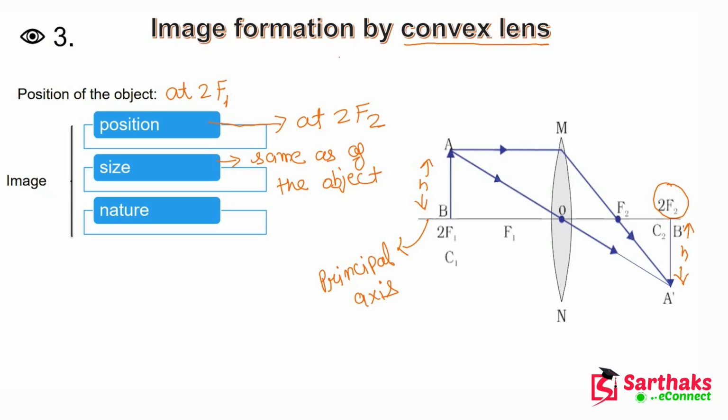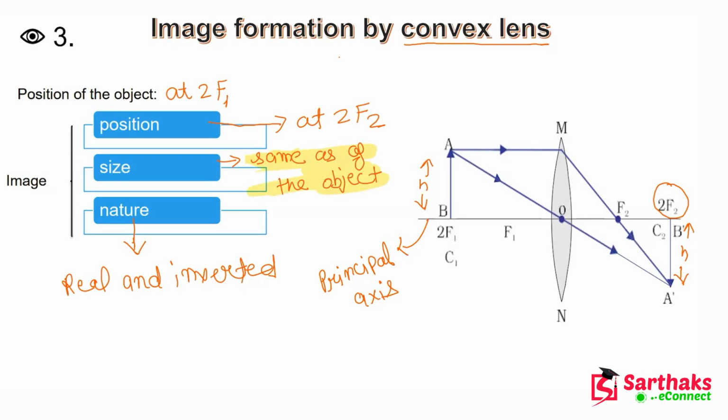Now let's talk about the nature. So nature is again the same, because the rays are actually meeting. I don't need to explain the same thing again and again. It is not rocket science. You can simply say that the rays are actually meeting. That's why the nature is real and inverted. And this is a very important case because you can see that the size of the object is the same as the image, or you can say the size of the image is the same as that of the object.